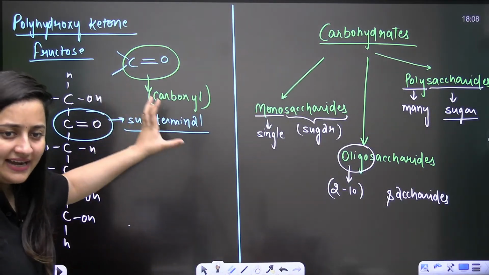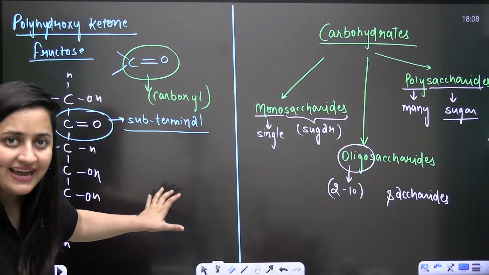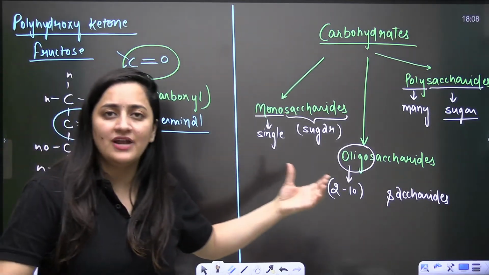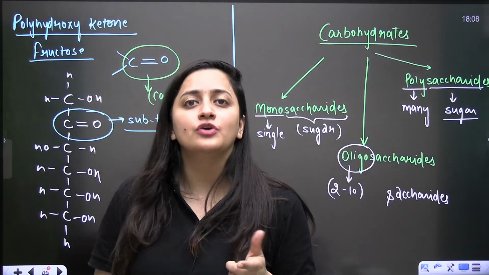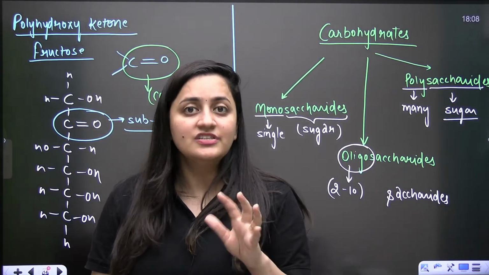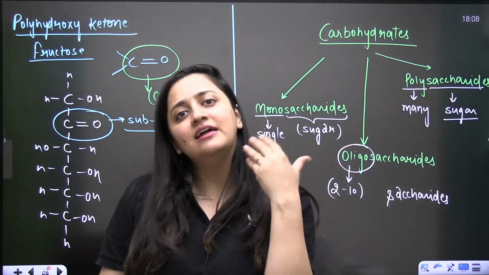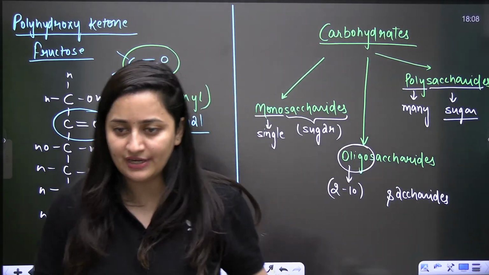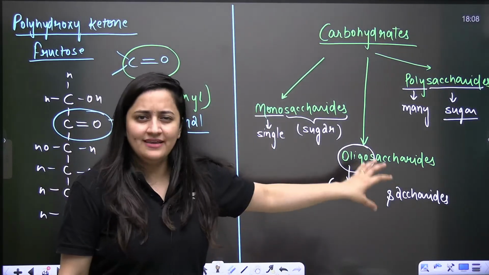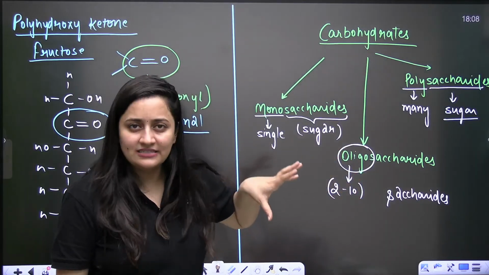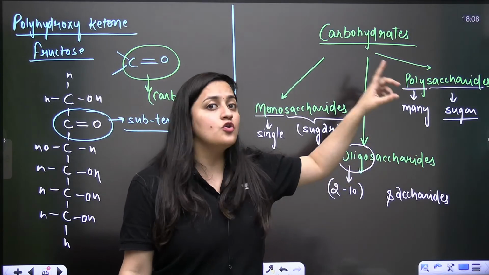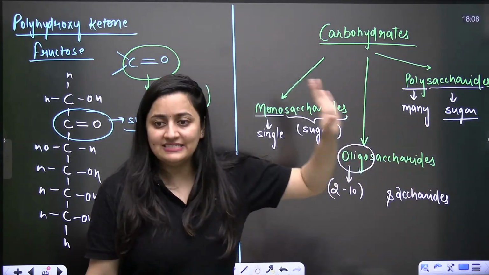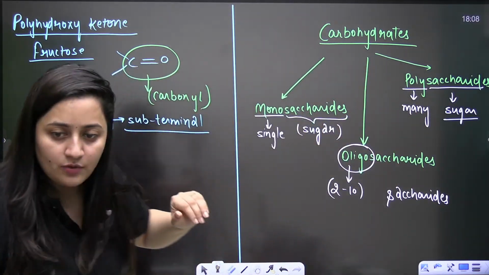So ultimately, carbohydrates are hydrates of carbon, polyhydroxyaldehydes and ketones, or the compounds which on hydrolysis yield them. We use the word sugar, which is sweet in taste, but it is not mandatory that all sugars are sweet. Monosaccharides are sweet, even disaccharides are sweet, but polysaccharides are tasteless. They are not at all sweet. So there are different properties that you need to know.